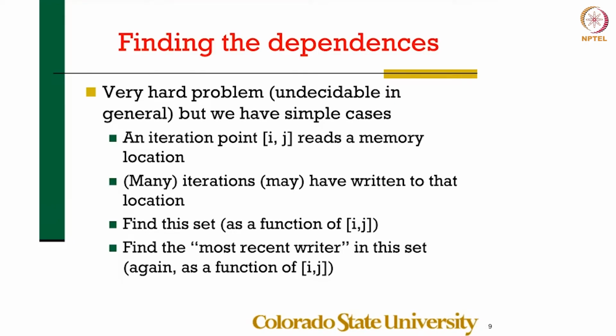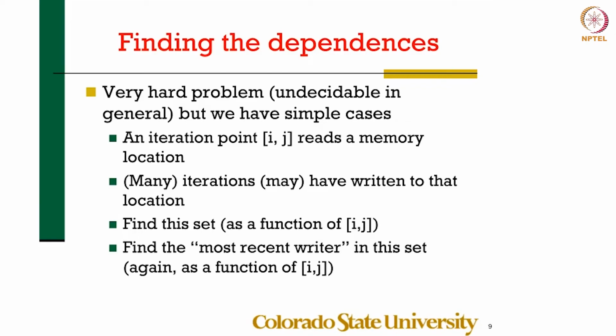Our first example was deliberately simple because it was an iteration space of 2D and also a data space of 2D. An iteration point reads a memory location. Many iterations may have written to that location. You agree?